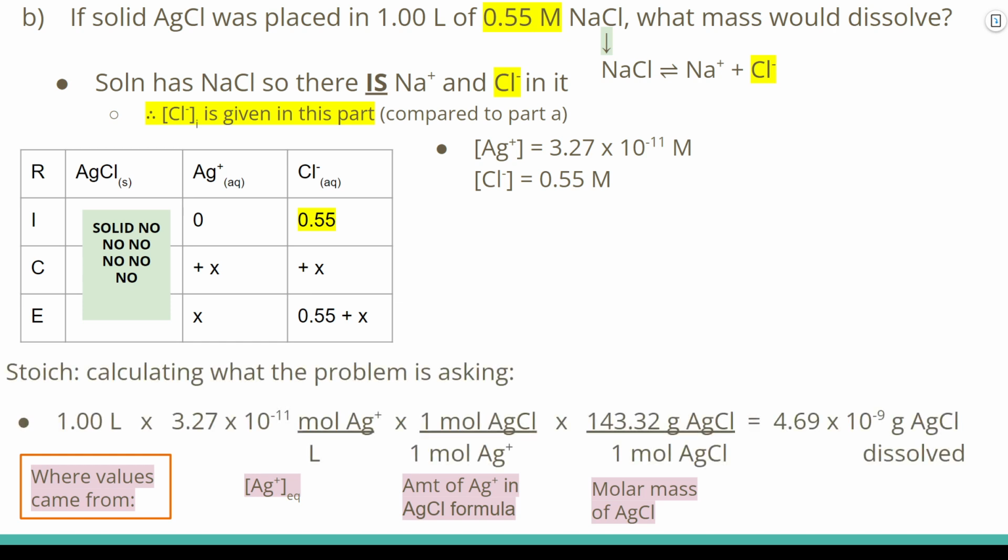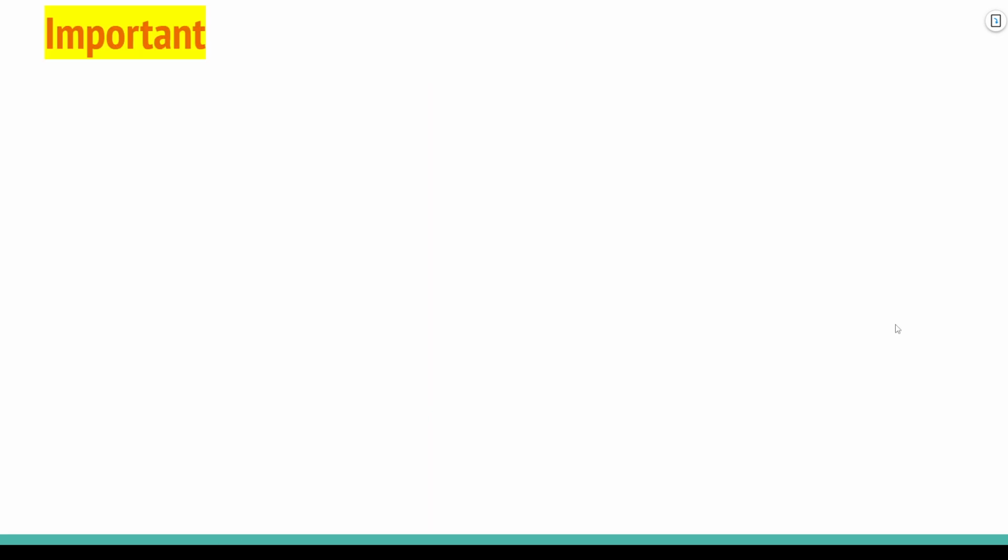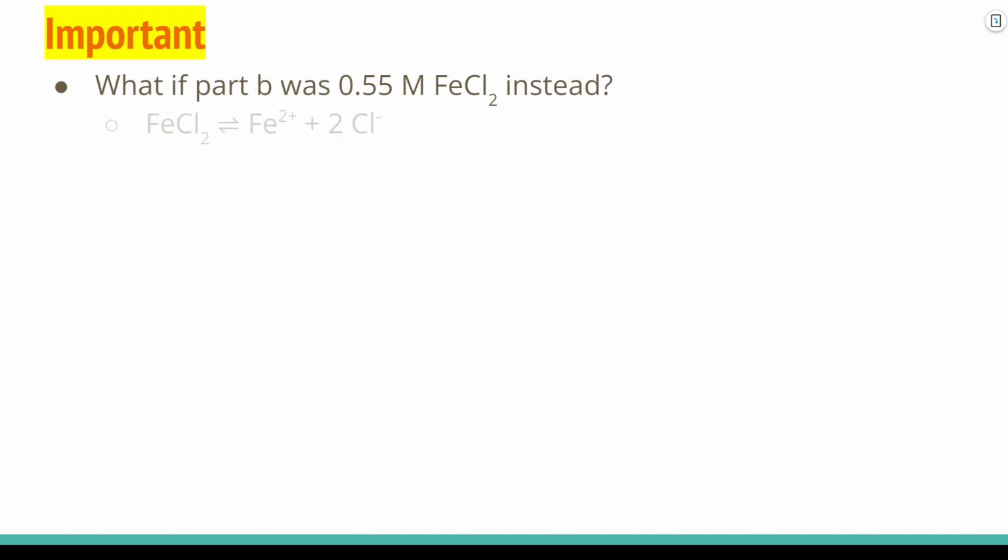Stoich. Here's the stoich again. I'm just showing it again. And again, this is where the values came from, so make sure you understood where those values came from. Okay, so let's say part B was a different salt instead. This is a very important part, that's why I put important. What if it was iron 2 chloride instead? So here is my dissolving of iron 2 chloride, right?